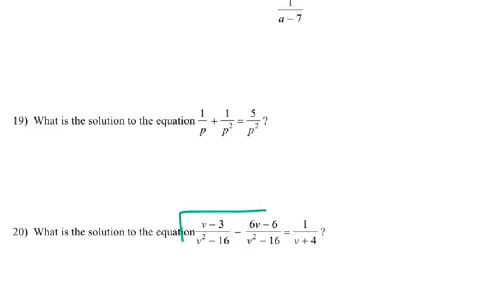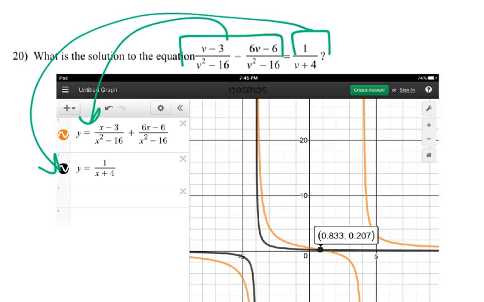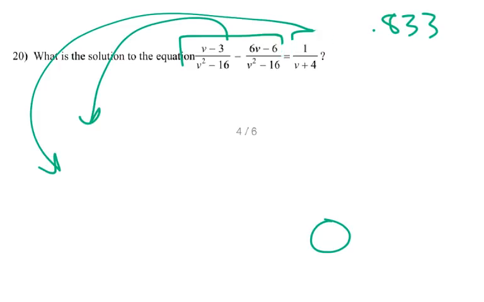So if I wanted to graph this one, I'd graph that left side by itself, I'd graph the right side by itself and get this. So I graph both of these. Okay, see how I split them up? This is the orange, this is the black. I see where they intersect, and so my answer would be 0.833, which probably is some sort of fraction, and when we do it by hand we'll figure that out. Okay, so that's an easy way to do it. So now let's do this one by hand.